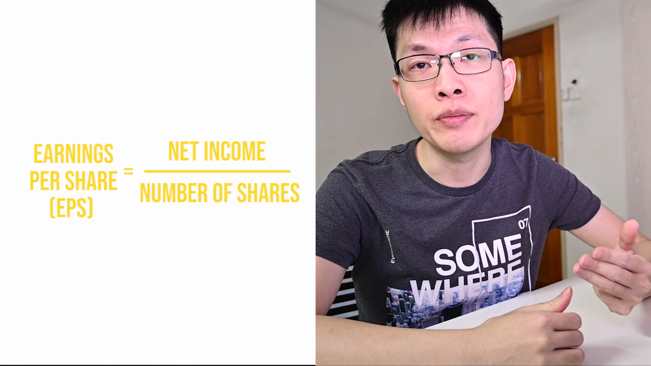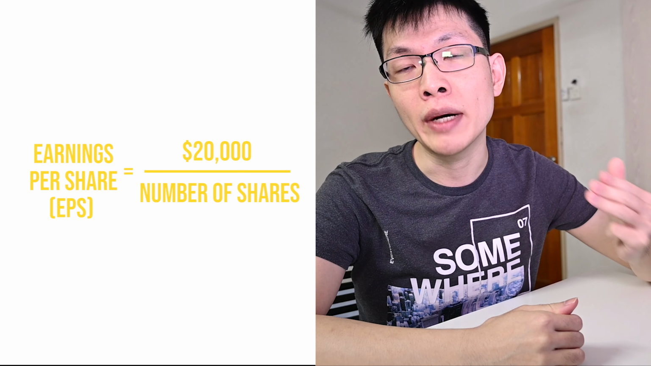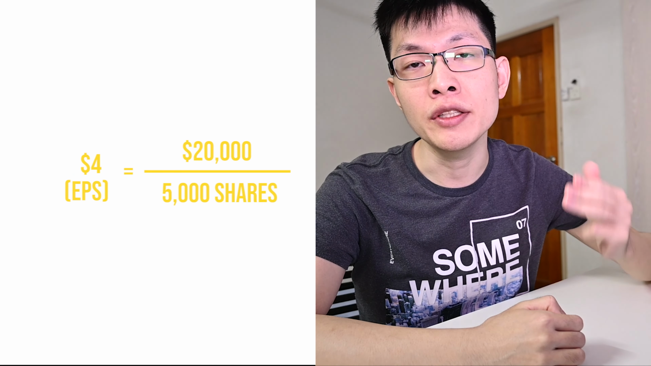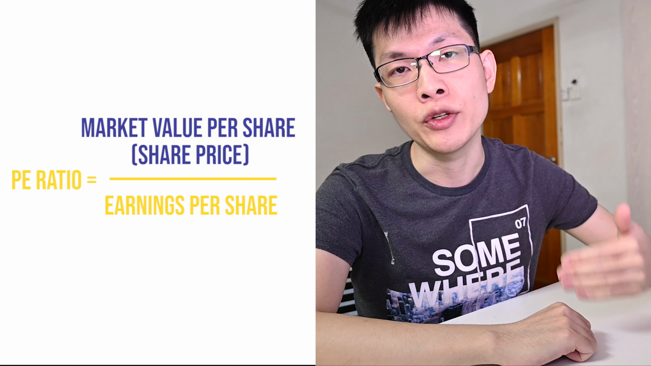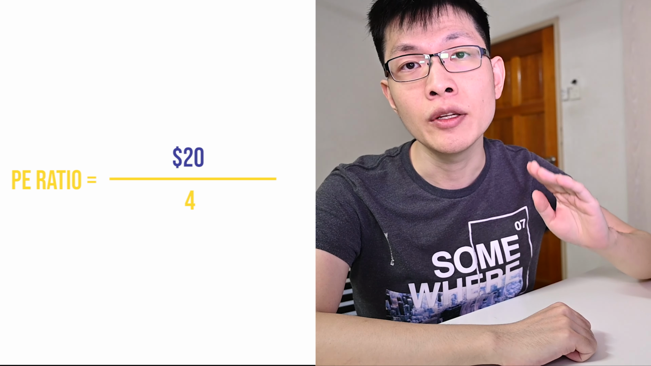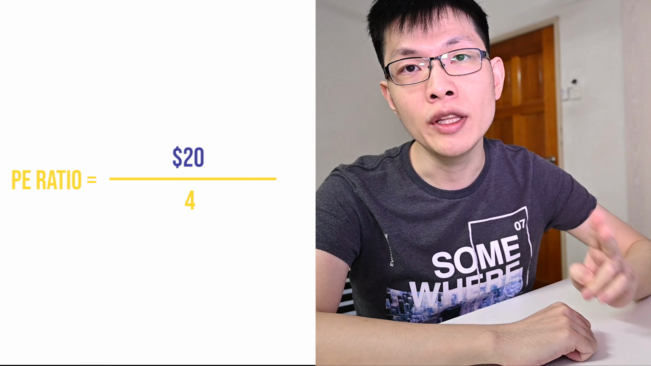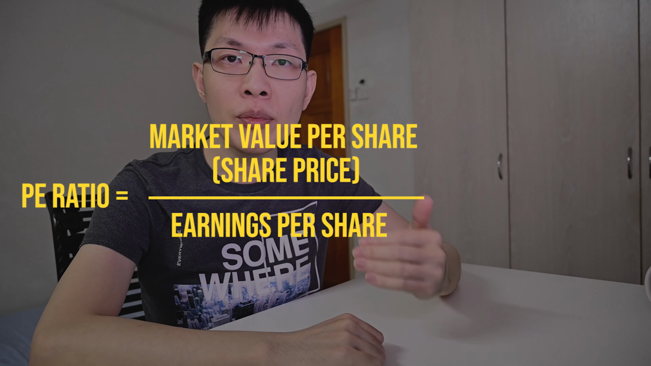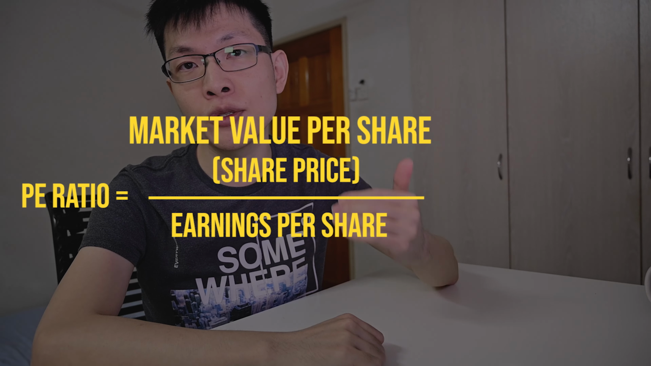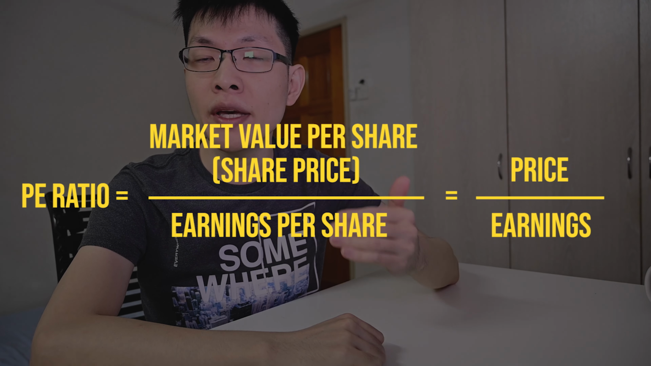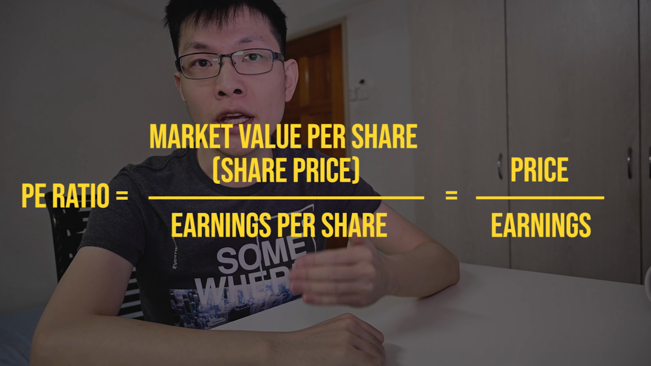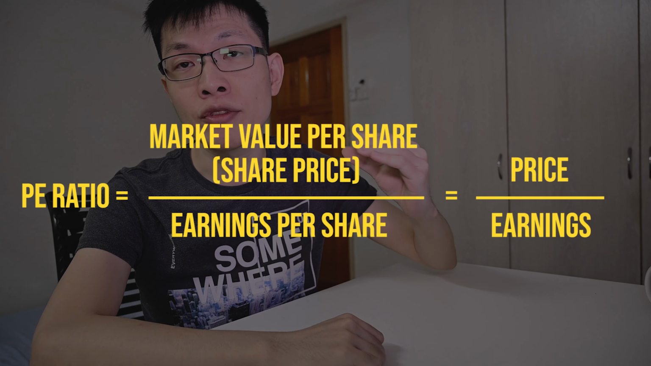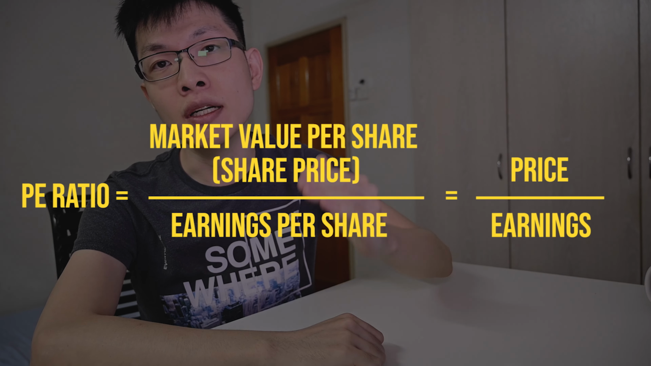Since there are 5,000 shares being issued, you take 20,000 divided by 5,000 shares, and therefore your earnings per share is 4. So moving back to the formula, your share price is $20 and your EPS is 4. What this means is that you take 20 divided by 4, which is equal to 5, and therefore your PE ratio is 5. Ultimately, this company is being sold for 5 times its earnings. The share price here reflects how much the company is being sold for per unit of share, and the EPS reflects earnings per share. Therefore, what you have is a measurement of the company's price in relation to the earnings that it makes.